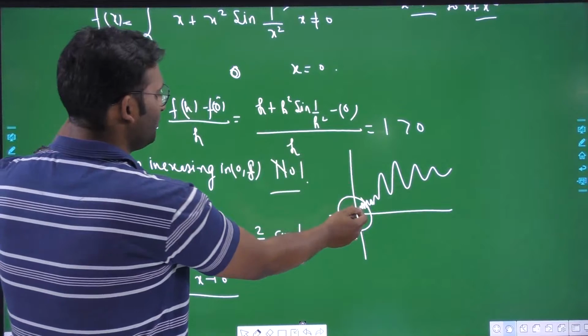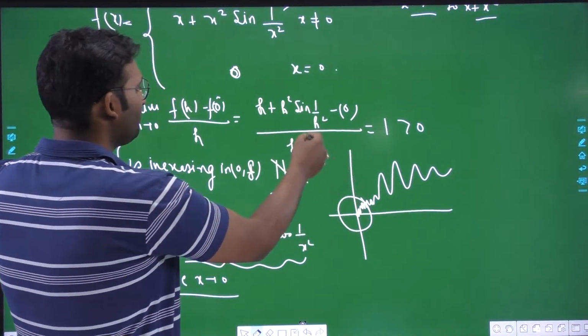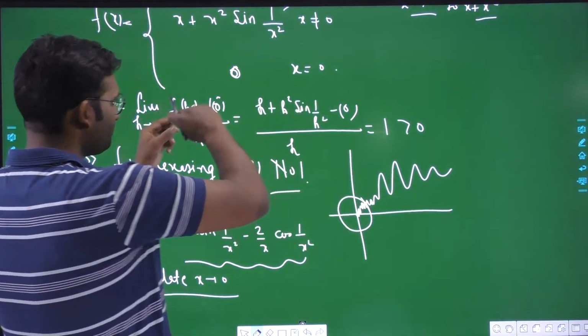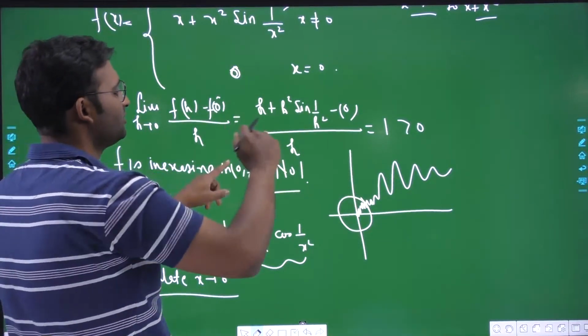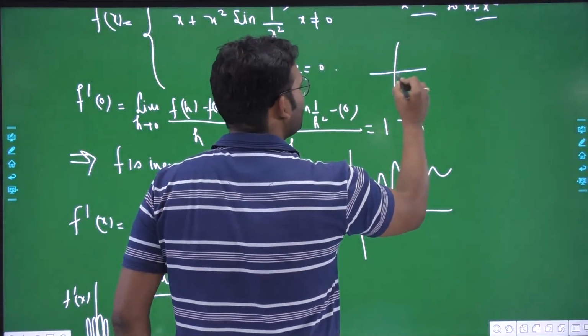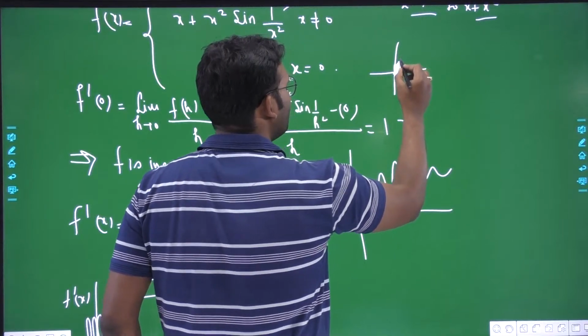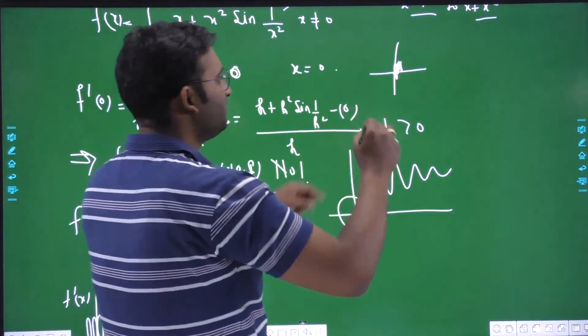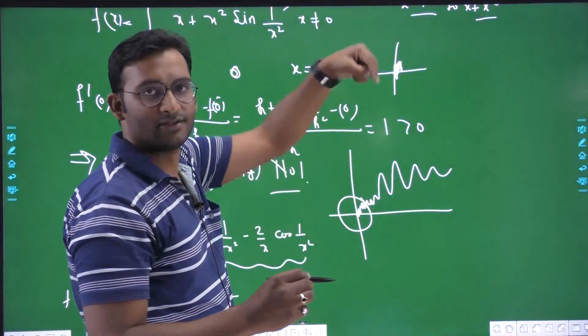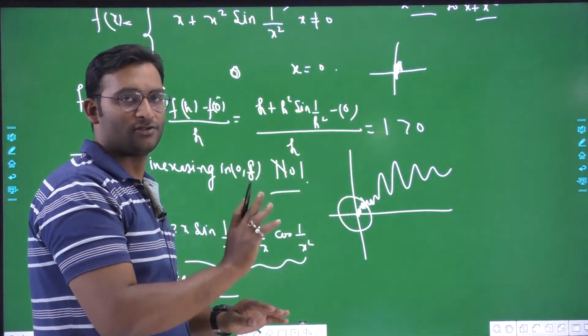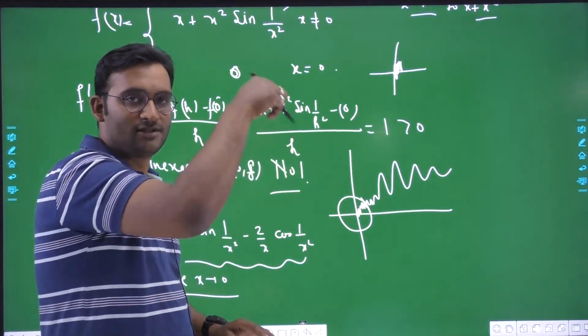In the neighborhood of the origin, you'll find that your function is oscillating, so in the neighborhood of 0, 0, it will take this kind of shape. When it takes this kind of shape, it implies that the function is dipping and again increasing, decreasing, and so on.